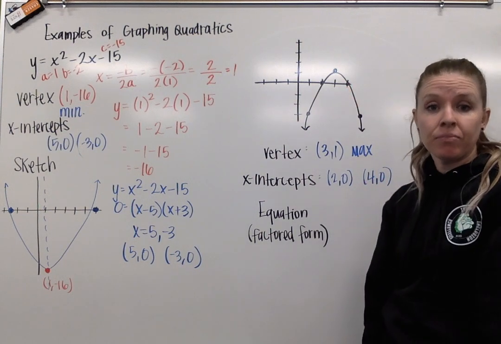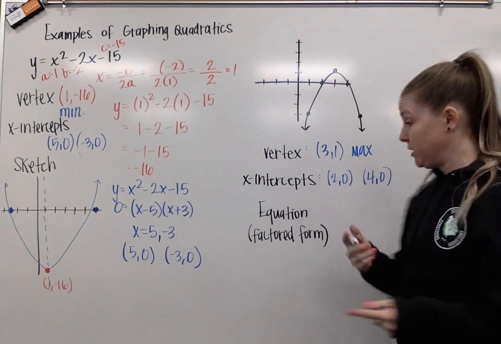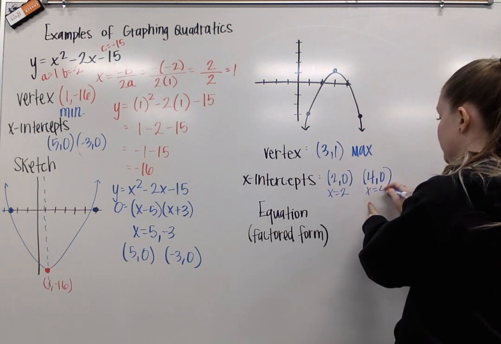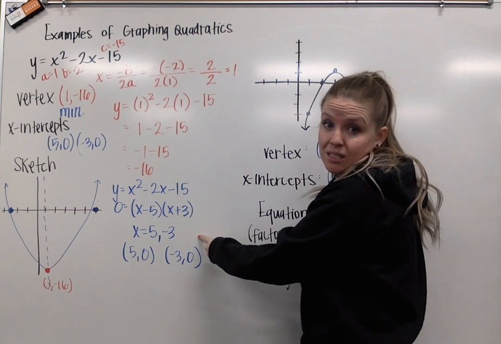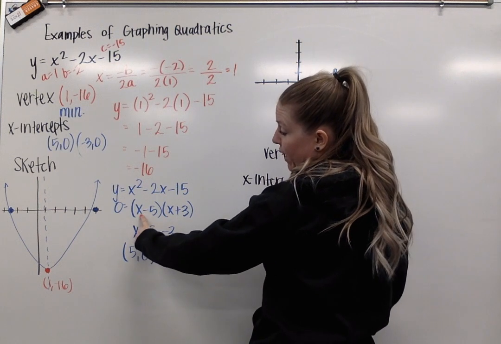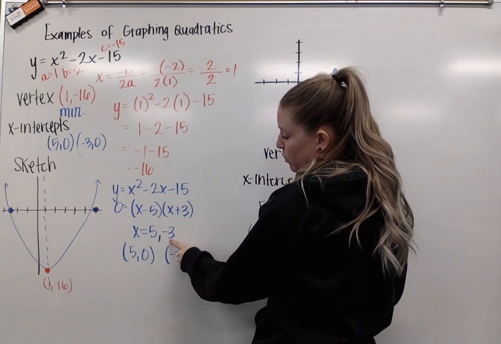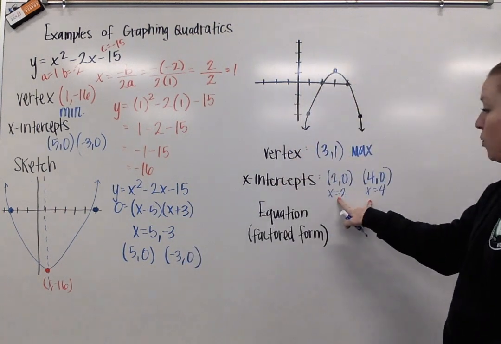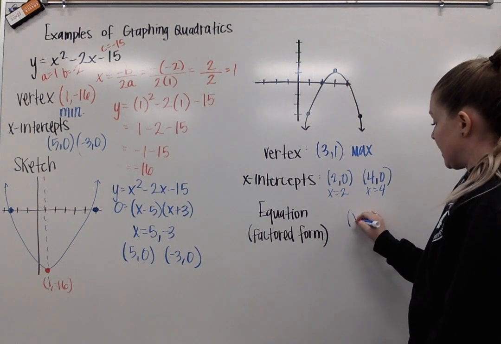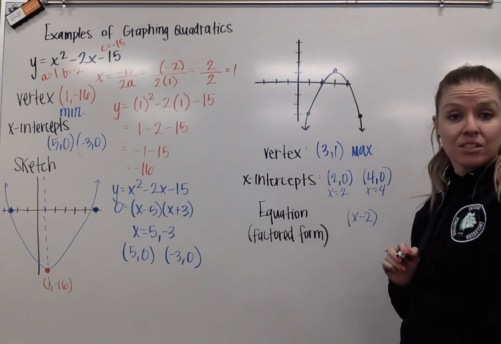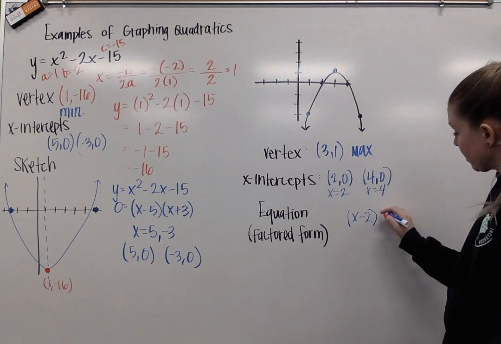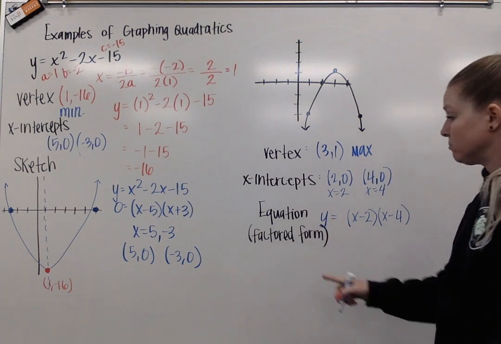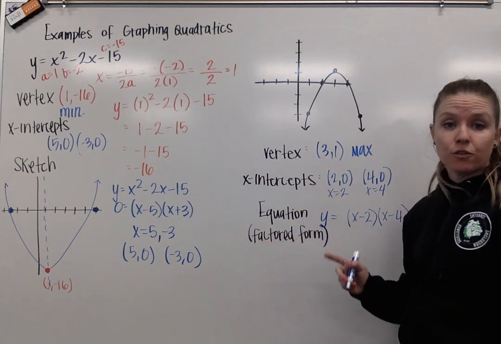My x-intercepts. From the x-intercepts, we can build our function. Remember, this is happening at x equals 2 and x equals 4. If we come back to this example, when it equaled 5, it came from the factor x minus 5. And when it was negative 3, it came from the factor x plus 3. So when x equals 2, that's going to come from the factor x minus 2. And my x equals 4 comes from x minus 4. equals y. This is my equation in factored form.